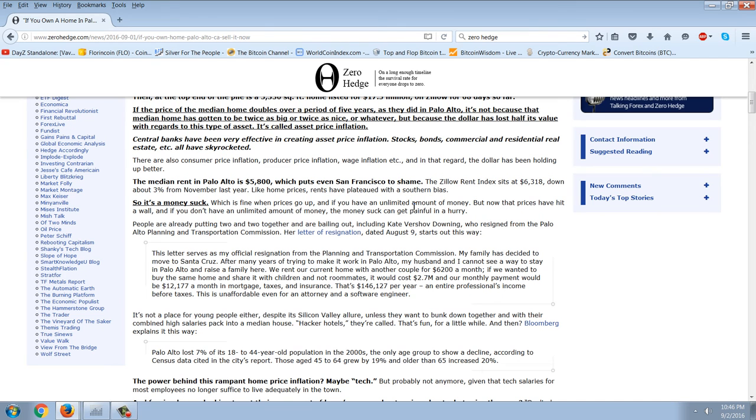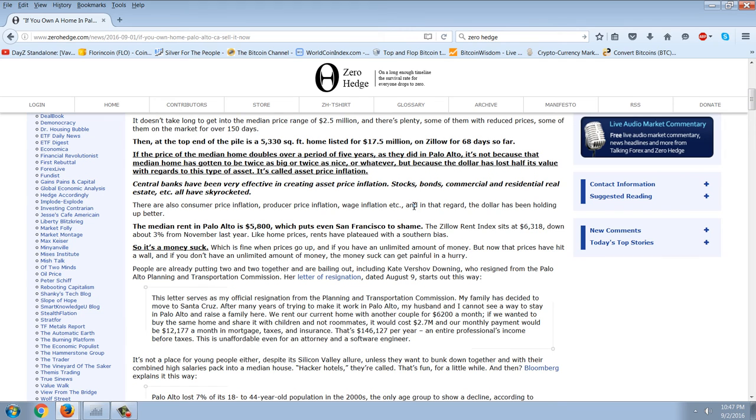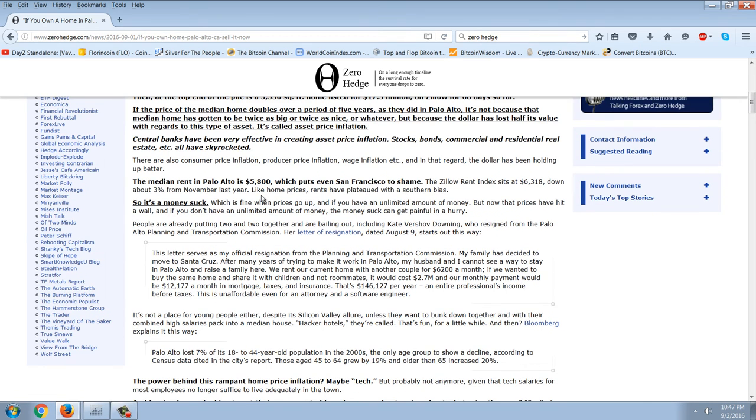It's called asset price inflation. Central banks have been very effective in creating asset price inflation. Stocks, bonds, commercial and residential real estate, etc., all have skyrocketed. Now, I want to point out here that another thing that skyrocketed along with these real estate prices, of course, is government revenues, government tax revenues, specifically property tax revenues. And those are also revenues that are going to completely crash when these prices come down. There are also consumer price inflation, producer price inflation, wage inflation, etc. In that regard, the dollar has been holding up better.